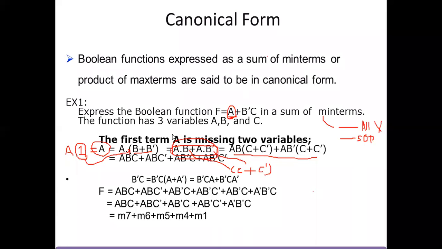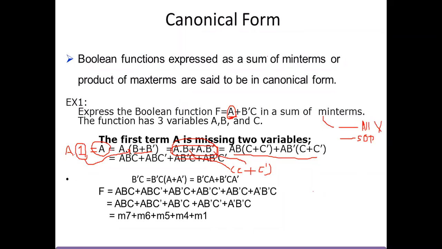So how can we include that? So we use this truth. Okay. A is equal to A dot 1. It doesn't change. Okay. So 1 can be replaced by B plus B dash. Again, it doesn't change the value of 1. So this should be done.